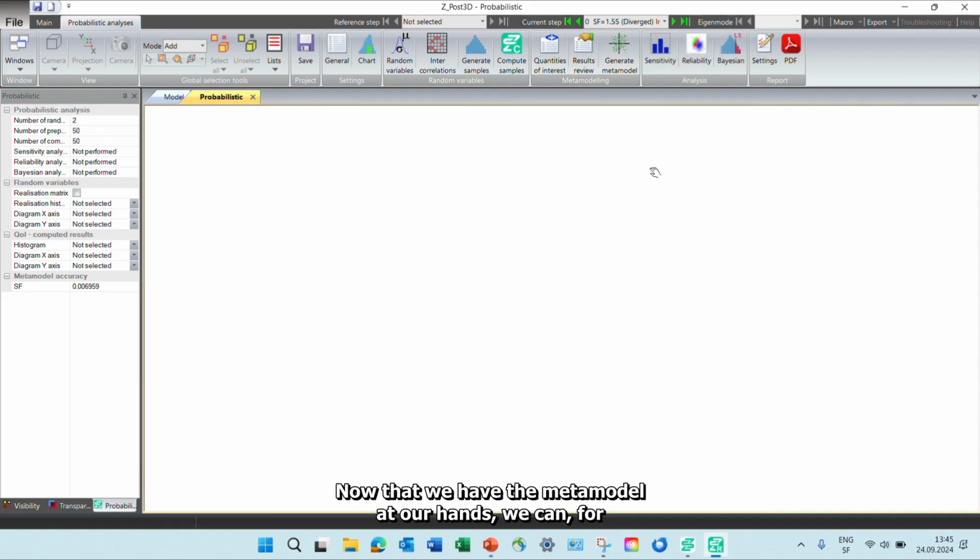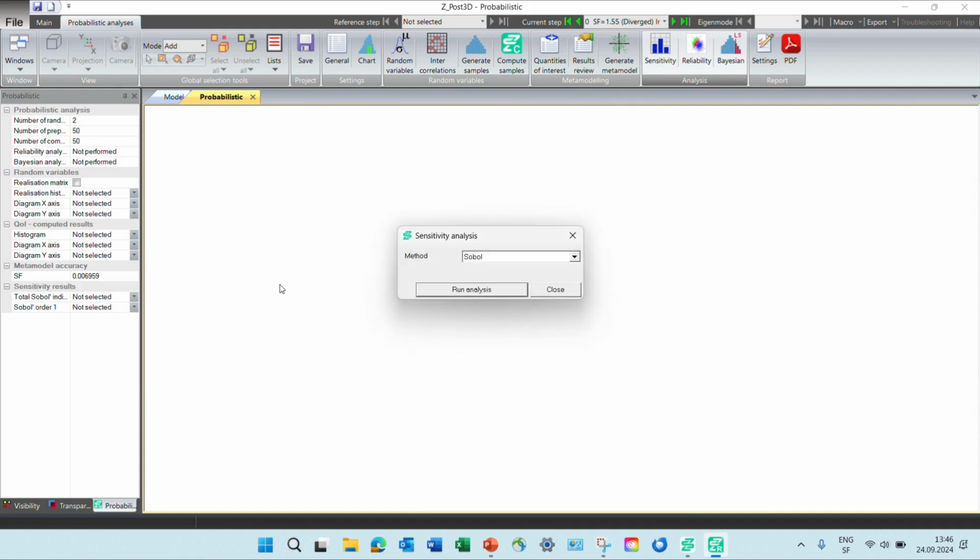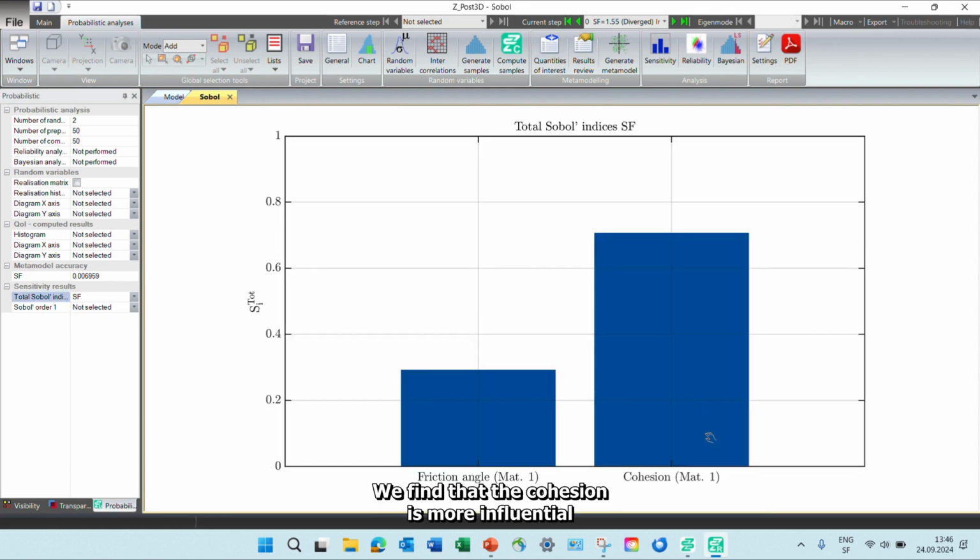Now that we have the meta-model at our hands, we can, for example, conduct a sensitivity analysis with Sobol indices. Such a sensitivity analysis will tell us which is the most influential input parameter on our quantity of interest, the safety factor. We find that the cohesion is more influential on the safety factor than the friction angle. The reason for this may be because the cohesion has a greater coefficient of variation than the friction angle.